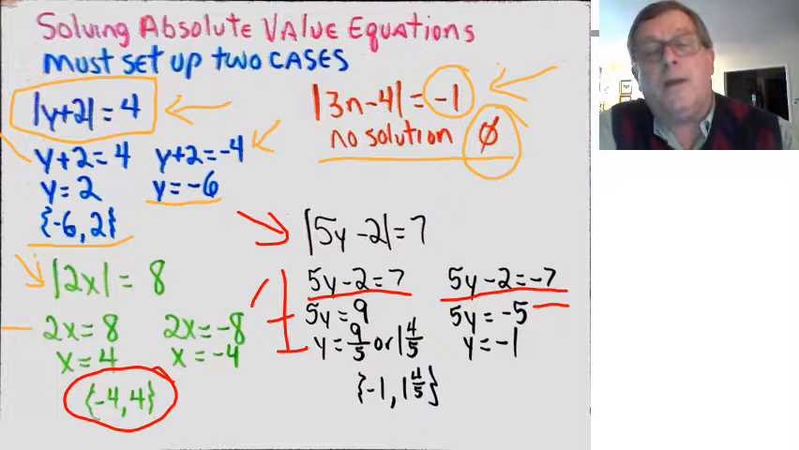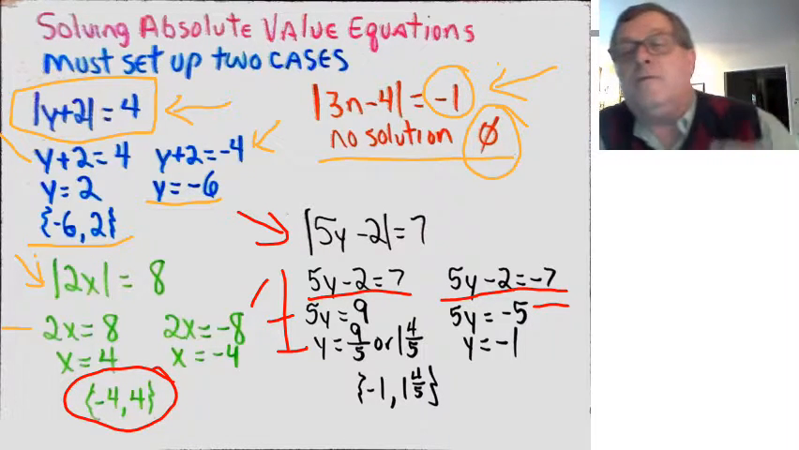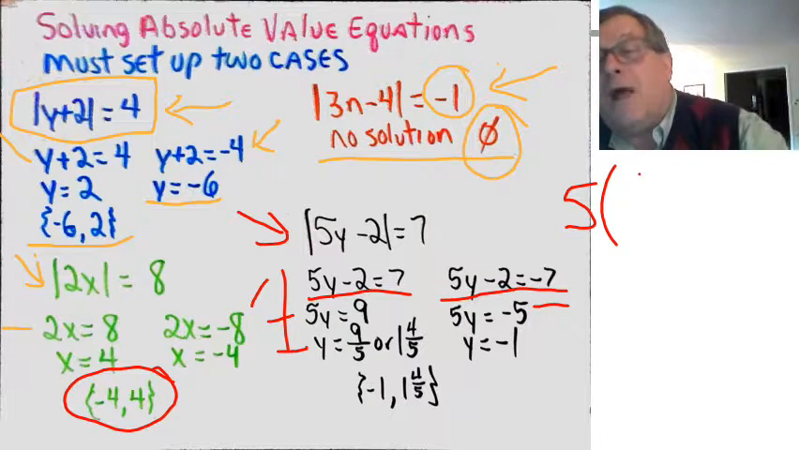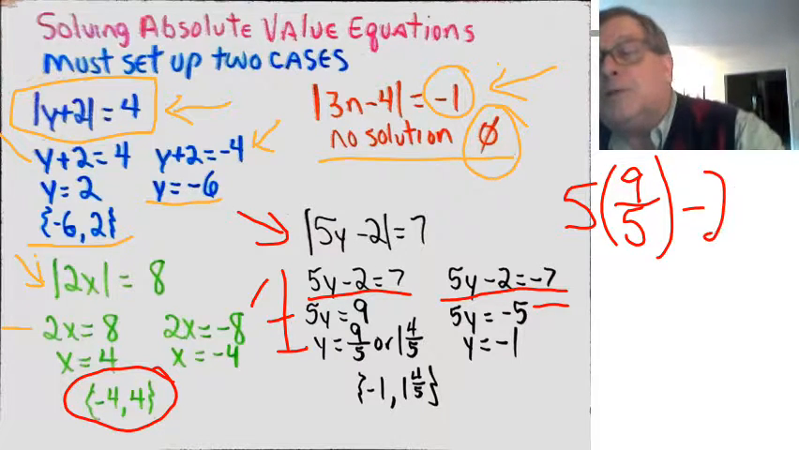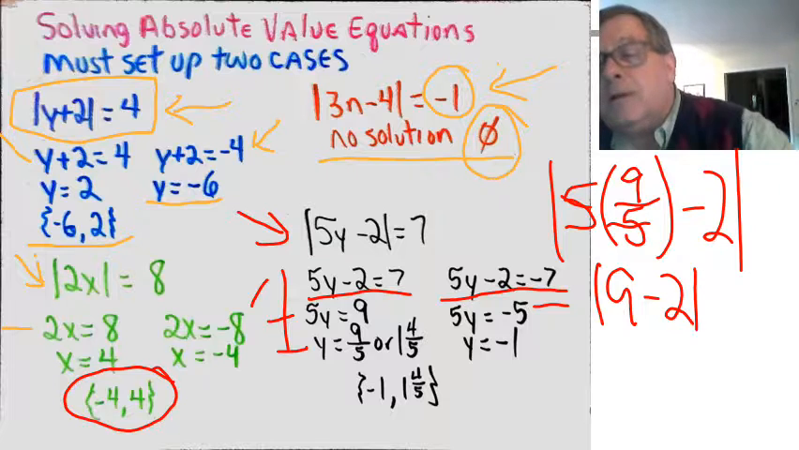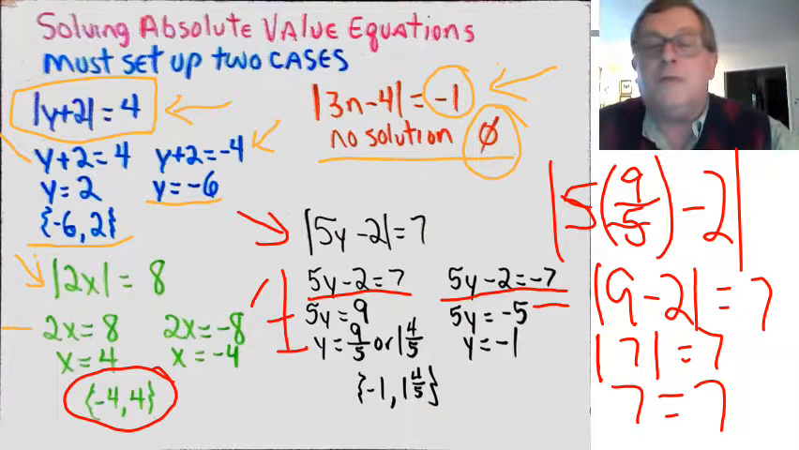Now, let's say we go in here and we plug this in to see if this is in fact true. Let's substitute in first our 9/5. 5 times 9 over 5 minus 2, we got the absolute value of that. Well, the 5's here we can cross cancel. It's going to leave us with 9 minus 2 inside our absolute value symbol, and we're saying it's equal to 7. Well, 9 minus 2 does equal 7. This is the absolute value of 7, and 7 does, in fact, equal 7.